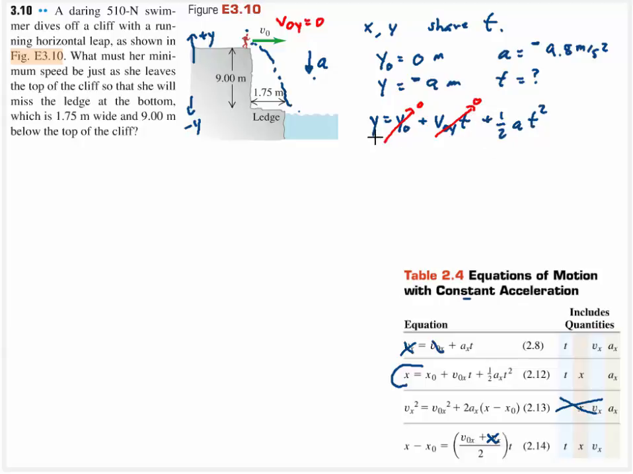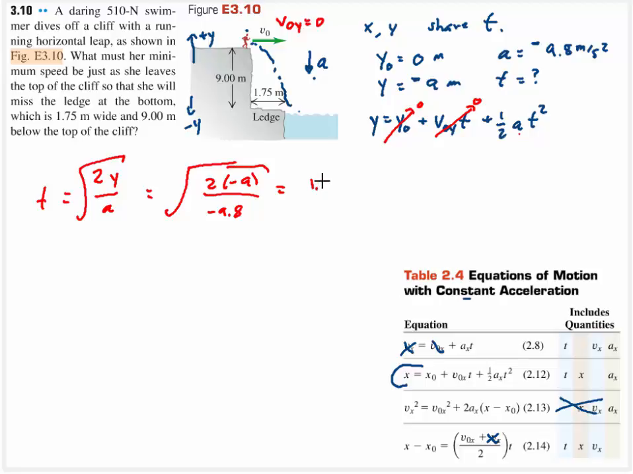And we're looking for the time. So we're going to say, okay, the square root of 2 times y divided by the acceleration is equal to the time. All I've done is I multiplied both sides by 2, divided both sides by a, and took the square root. So the square root of 2 times negative 9 divided by negative 9.8. Go ahead and type that into your calculator, and we're going to end up with 1.36 seconds. And again, x and y share the time.